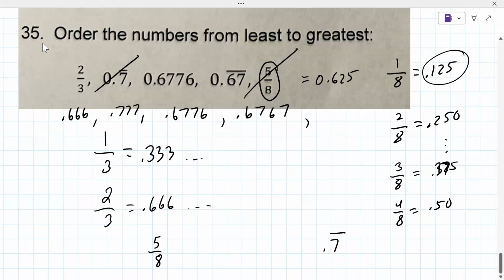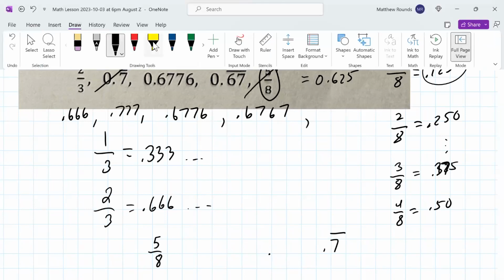Which one is larger, 0.67 repeating or 0.6776? Well, look at the next digit that doesn't match, the 7 and the 6. The 7 is larger than the 6. Oh, true. Okay, so that's larger. Okay, there we go.